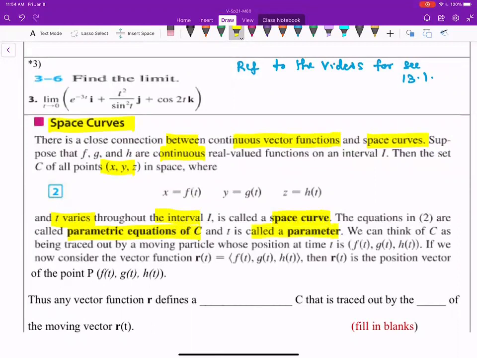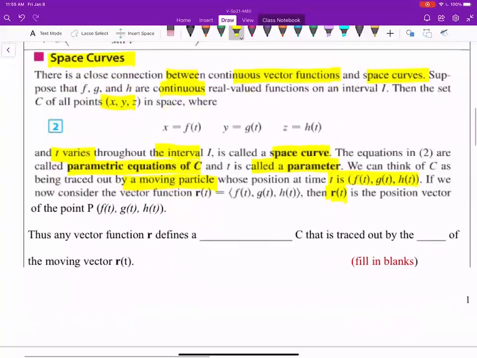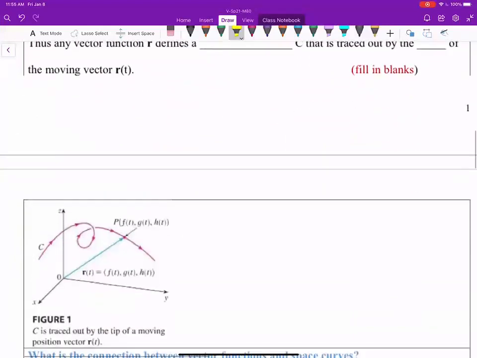We can think of C as being traced out by a moving particle whose position at time t is f of t, g of t, h of t. If we now consider the vector function r of t with the component forms f of t, g of t, h of t, then r of t is the position vector of the point P, is f of t, g of t, h of t as an ordered triple. So if you look at this picture, it will tell better.